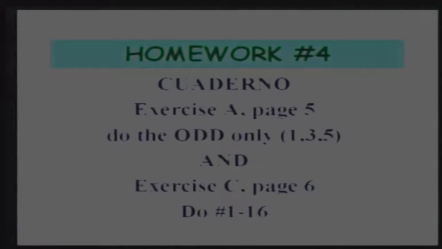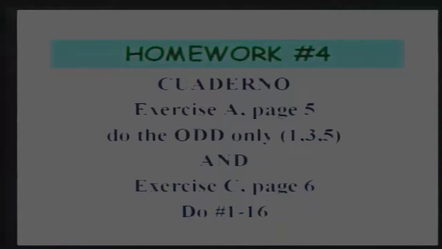Also for homework, and this is item number 4 for homework, in your cuaderno, exercise A on page 5 and 6. Facilitator, would you please help them open up their cuadernos to page 5? And on activity A, do only the odd numbers, 1, 3, and 5. Only the odd ones on page 5.